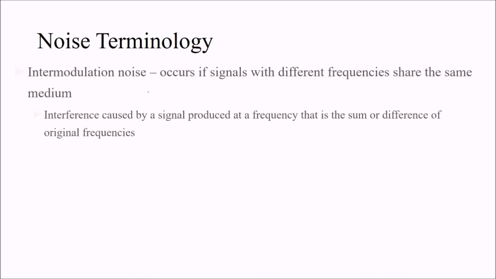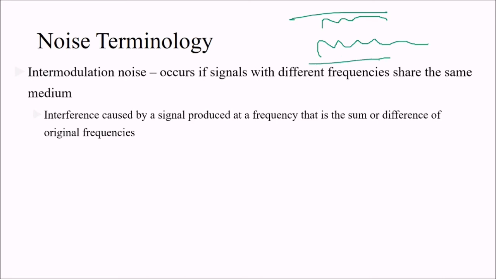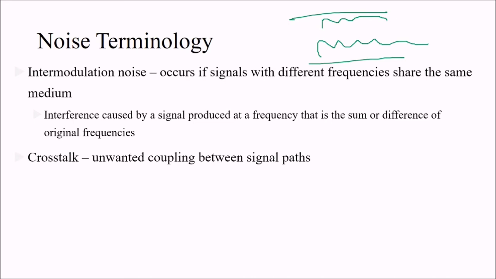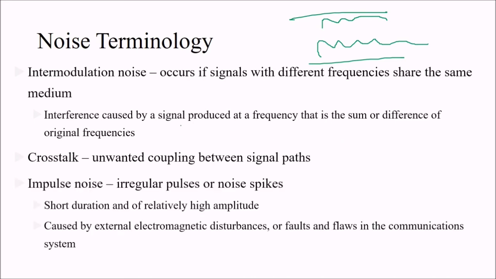What about noise terminology? We have intermodulation noise. How is it created? Intermodulation noise occurs if signals with different frequencies share the same medium. If they share the same medium, there will be intermodulation noise: interference caused by a signal produced at a frequency that is the sum or the difference of the original frequencies. Then we have crosstalk, unwanted coupling between signal paths. Then impulse noise, irregular pulses or spikes of short duration and relatively high amplitude. These are caused by external electromagnetic disturbances or faults and flaws in the communication system.